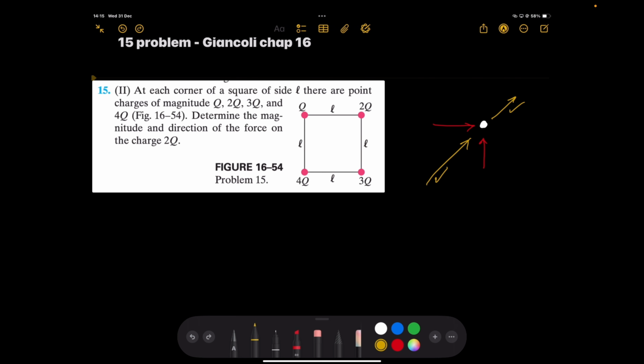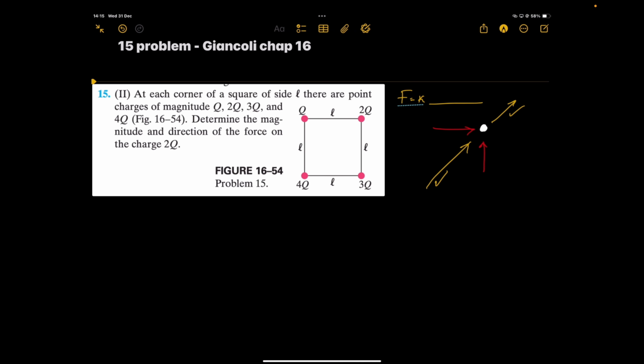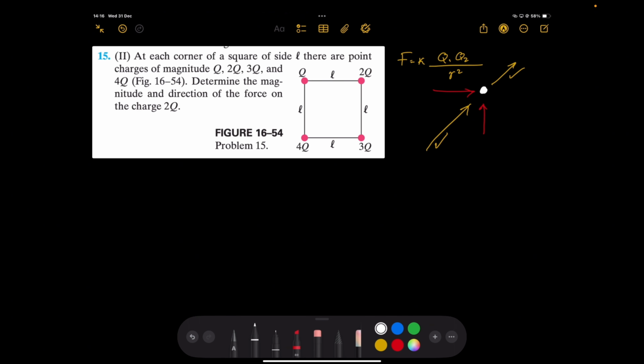So remember, we're gonna be using Coulomb's law, which is F equals Coulomb's constant times the product between the two charges over the distance squared. So let's find the magnitude of the forces. Let's start with this force, which is the Q acting over 2Q, right? So we have Coulomb's constant times the first charge, which has a value of Q, the second charge has a value of 2Q, over the distance, which is L squared. That's going to be equal to 2K Q squared over L squared. That's good. This is going to be acting on the X axis.